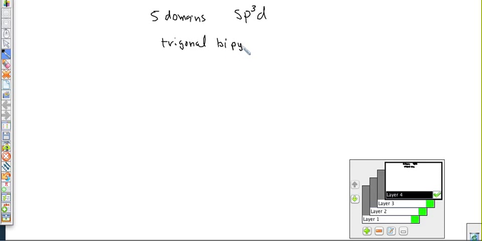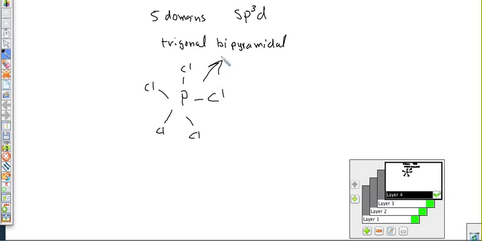Bipyramidal. An example of that is PCl5. So, 1, oops, sorry, it's chlorine, 2, 3, 4, 5. You can see that it's bonded to 5 different atoms. There are no lone pairs here. So this is your basic trigonal bipyramidal.